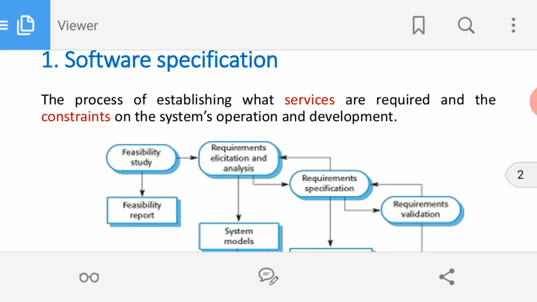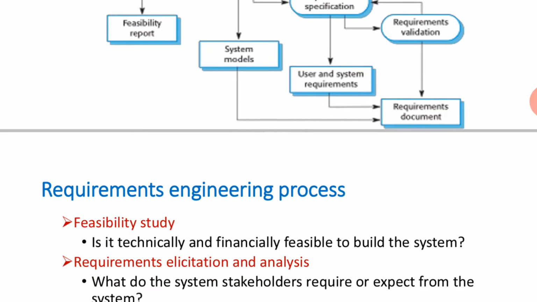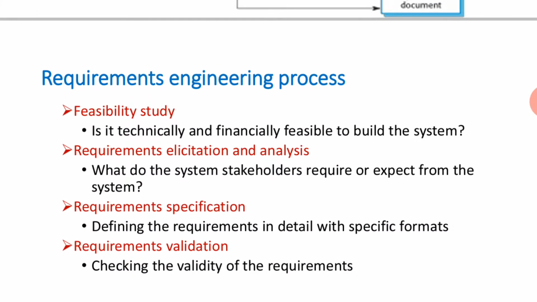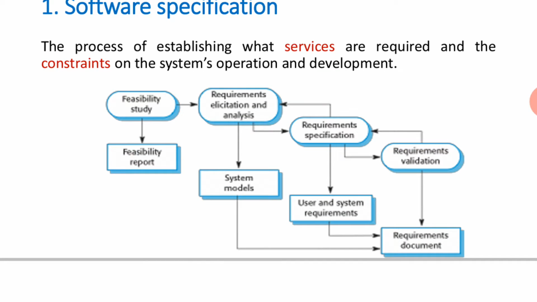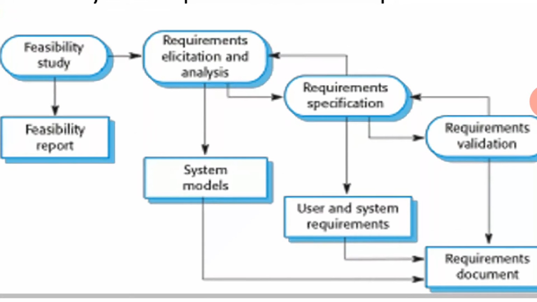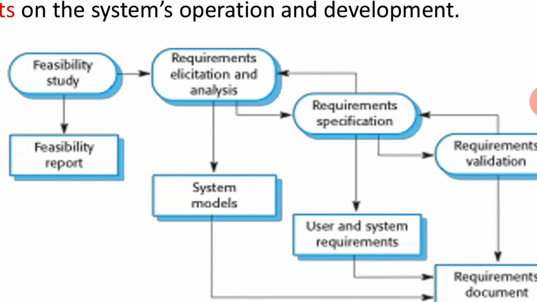Now, this software specification is very popularly known as the requirements engineering process. Just remember this term, requirements engineering process. Collecting, analyzing and defining the requirements is itself one big task in software engineering, which is why it is called the requirements engineering process. Here is a diagram of the requirements engineering process. Just go through this. What are the different steps in the requirements engineering process? The very first step is what?